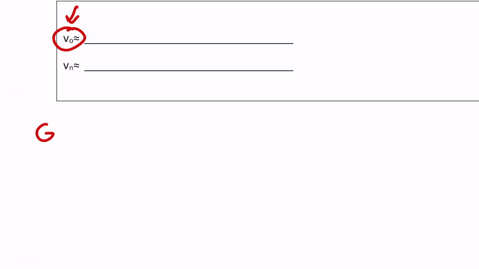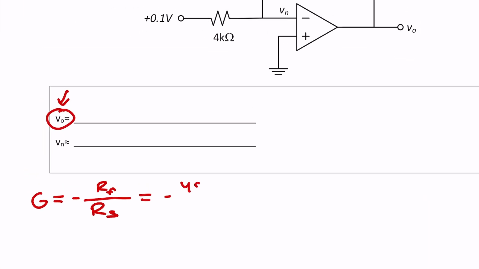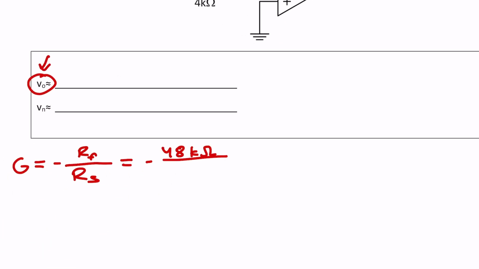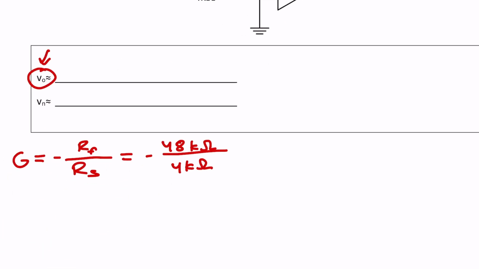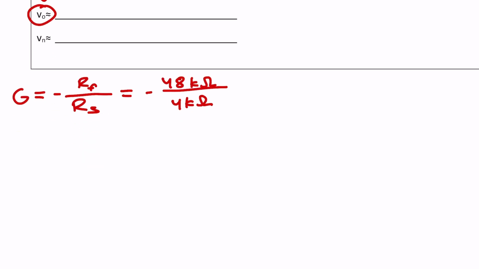So what's the gain of an amplifier like this? Well, we know our formula. The gain is equal to negative RF over RS. Now, what is that in this case? Well, RF is 48 kilo ohms, and RS is 4 kilo ohms. So that's our gain.